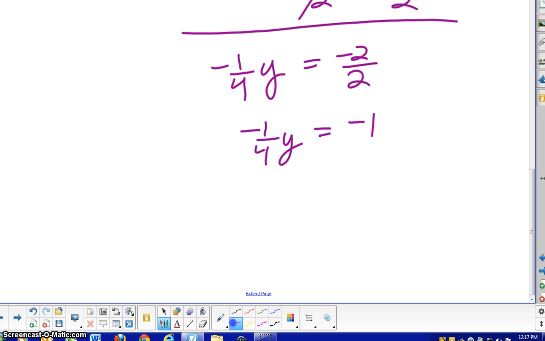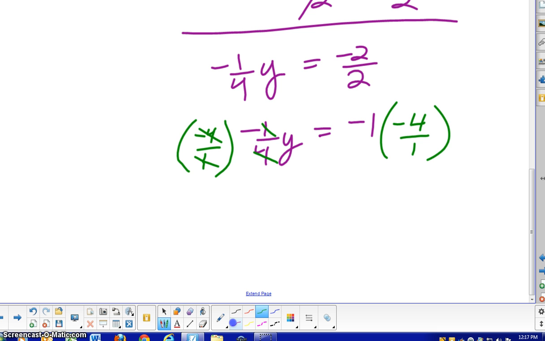Okay, so back to the trick. Anytime you have a fraction, multiply by the reciprocal. It cancels everything. You get y by itself, and negative 1 times negative 4 is 4. So that's the value of y.